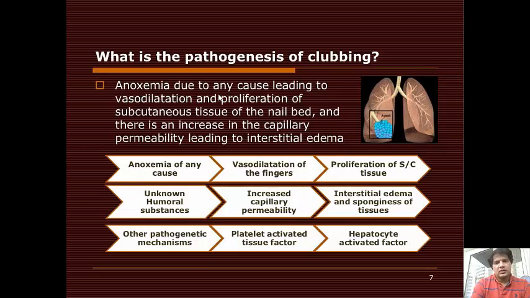Now the pathogenesis. Hypoxemia is a major cause. It leads to vasodilatation and proliferation of subcutaneous tissue of the nail bed. So you will have increased capillary permeability and this part will become edematous. This is described here also.